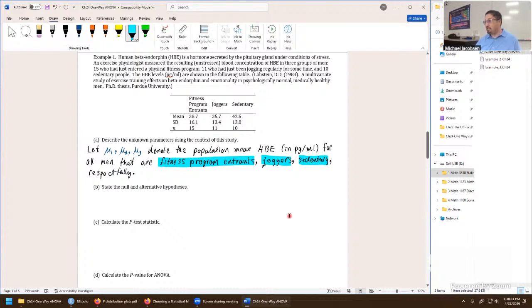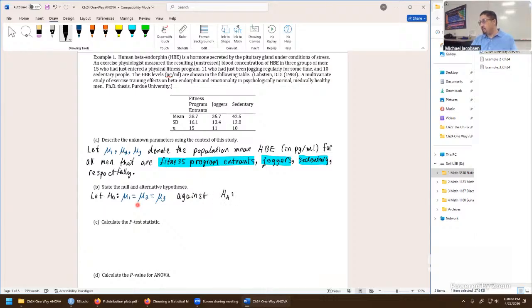So that's our parameters. Next we're going to state both the null and alternative. This problem has no mention whatsoever of a significance level alpha, so we'll provide our own. Let H0 be the statement that there is nothing going on in this problem, that the average HBE levels for all groups of men are the same. So that's the statement that mu1 equals mu2 equals mu3. Nothing is happening in the data, and that's what the null hypothesis is always all about. No effect happening.